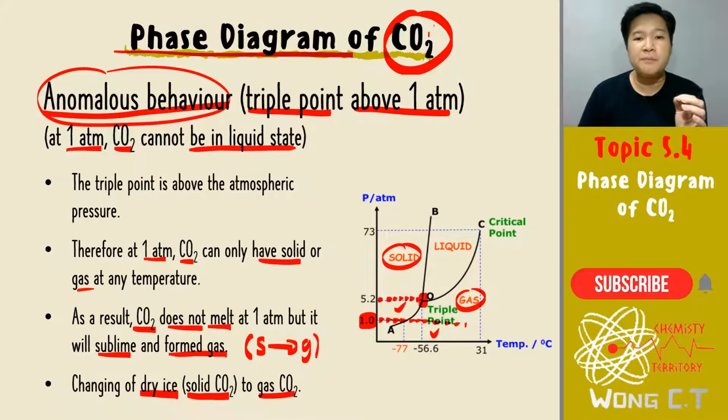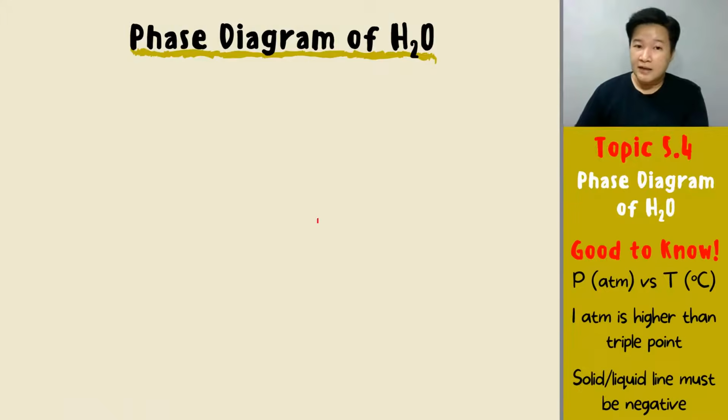Why the triple point must be above 1 atm. Simple. That is your final answer basically. Next, let's go for the phase diagram of your H2O.